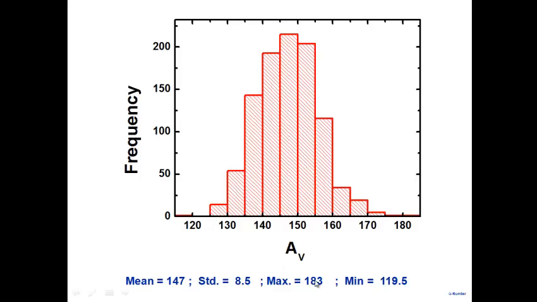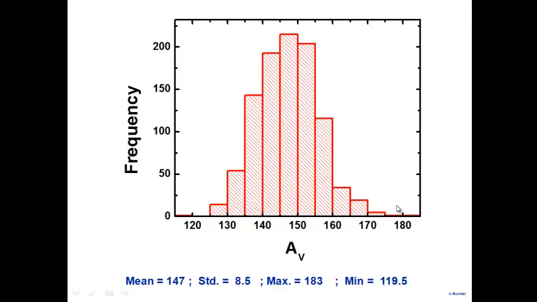With a maximum value of 183, minimum value of 119.5, which is fine. Because my specs were what? 100. So even despite all the variations, I'm above the limit of 100. So my gain will always be satisfied here. So I look at how gain varies under all these variations.